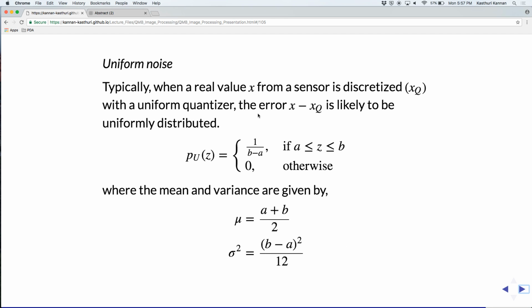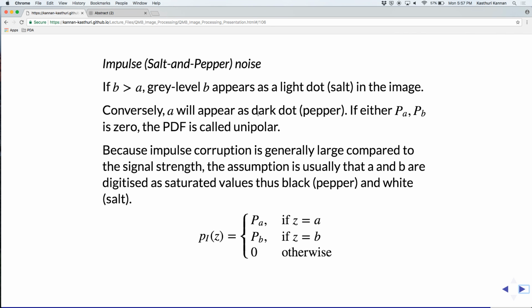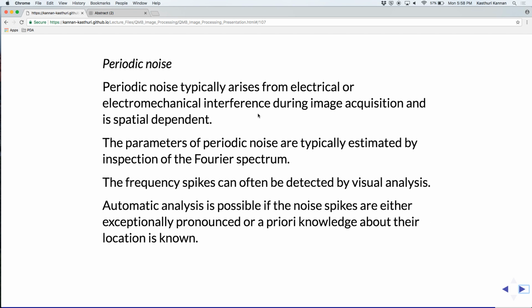When the real value from a sensor is discretized, the differences usually form a uniform noise. And also there is something called salt and pepper noise, right? Usually when you have the signal strength, or when you do thresholding and you have saturated values while digitizing, you will see that there are lots of salt and pepper sprayed on it, right? That's salt and pepper noise.